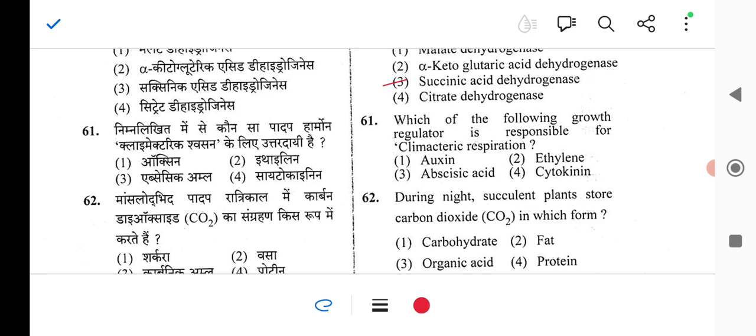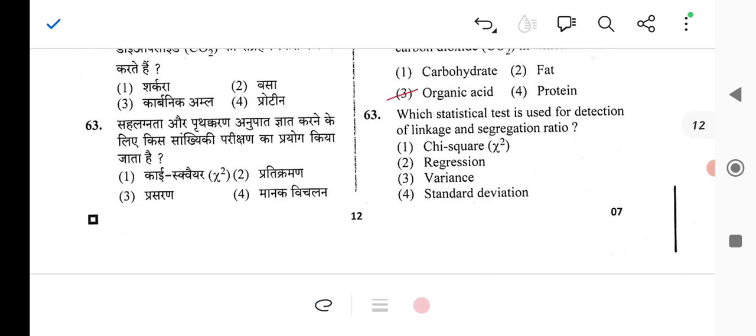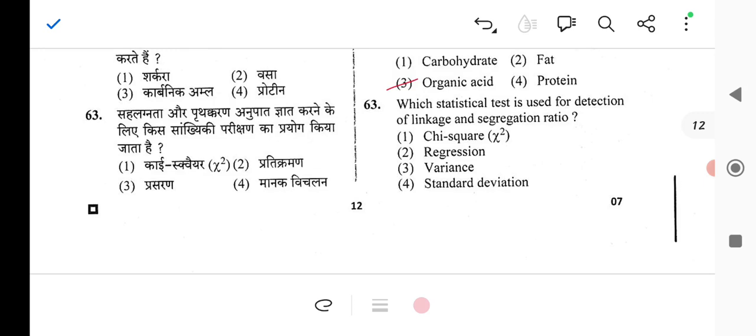Next is, which one of the following hormones is responsible for climacteric respiration? It is ethylene. Next is, during night, succulent plants store CO2 in which form? The succulent plants store CO2 in the form of organic acid. Next is, which statistical test is used for detection of linkage and segregation? It is chi-square test.